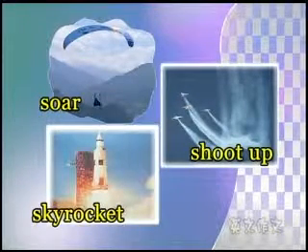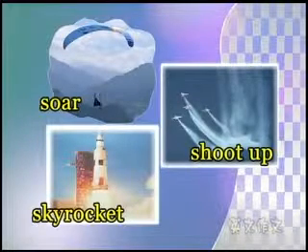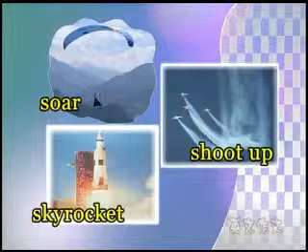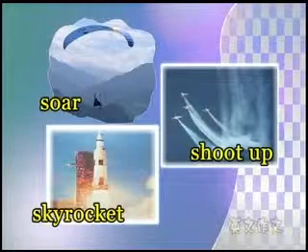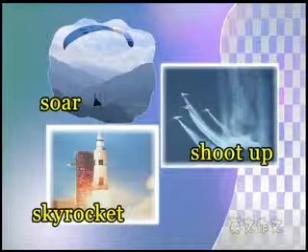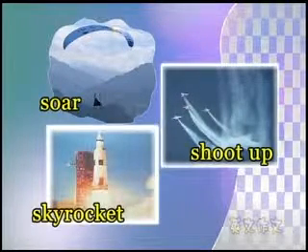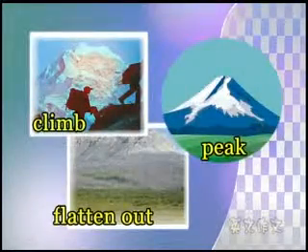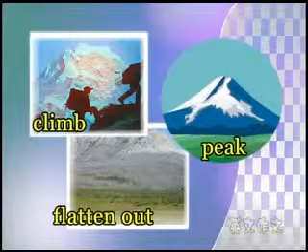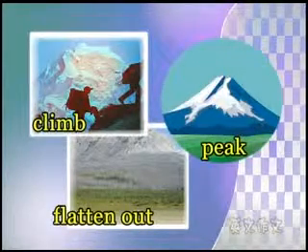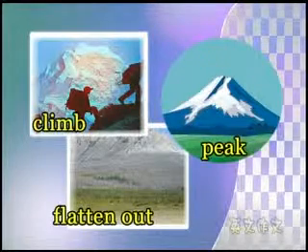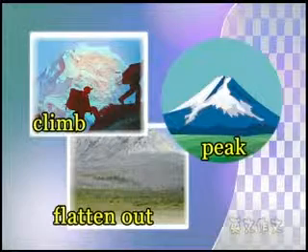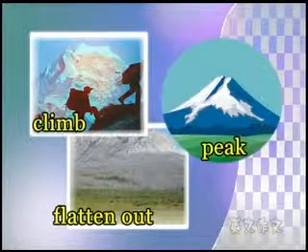For example, soar, shoot up, and skyrocket all create images of flying. Soar means to fly upward or surge, like the picture we see now. Shoot up shows a rapid rise, and skyrocket means to shoot upward like fireworks or a rocket. We have some other words like climb, peak, and flatten out that are related to mountains. Climb means to go up, peak means to reach the high point, and flatten out describes a flat picture.